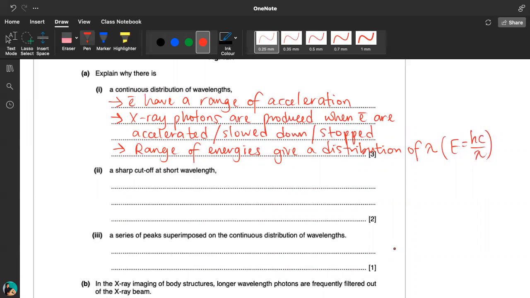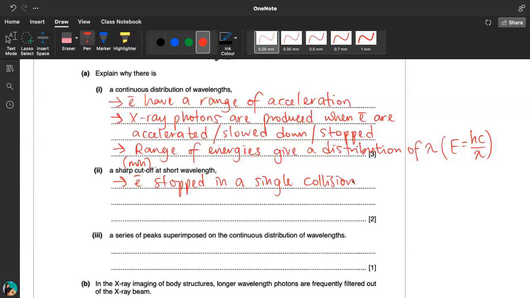Explain why there is a sharp cutoff at short wavelength. So that's the minimum wavelength produced, right? The cutoff wavelength is there because that is when the electron collides and stops in a single collision.